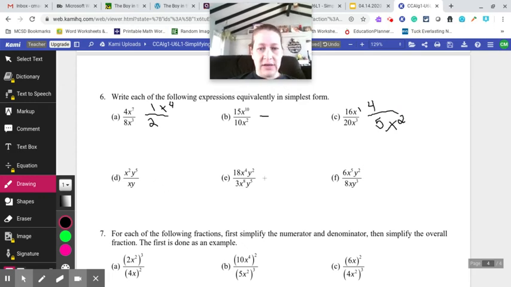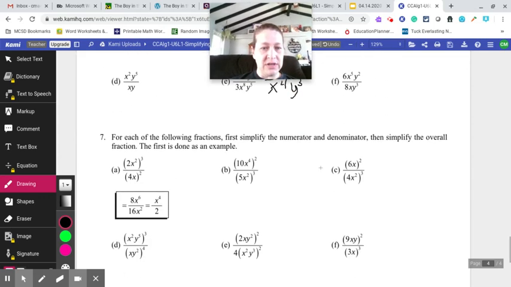Okay, let's look at letter E. 18 divided by 3 is 6. Okay, x to the 8th and x to the 4th. X to the 8th is bigger, so we're going to leave it in the denominator position. 8 minus 4 is 4. And then let's look at our y's. Y to the 5th, y to the 2nd. Y to the 5th is largest. It's also in the denominator. So we're going to put that there. 5 minus 2 is 3.